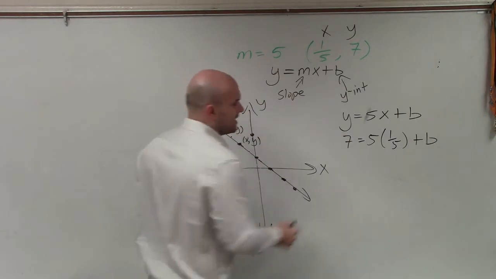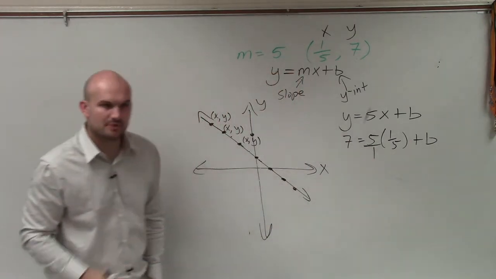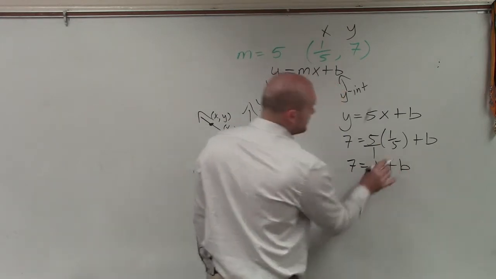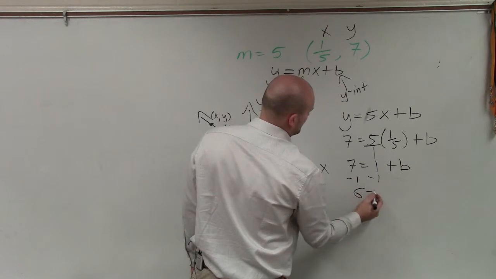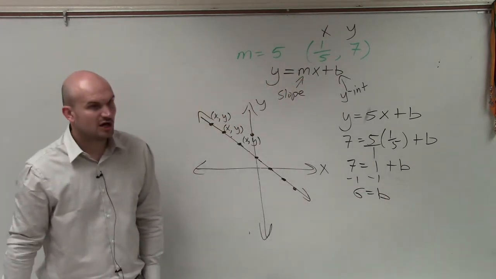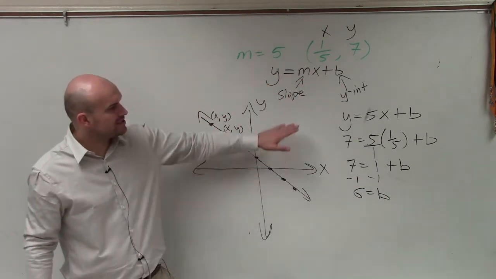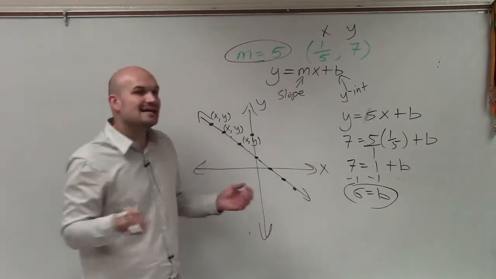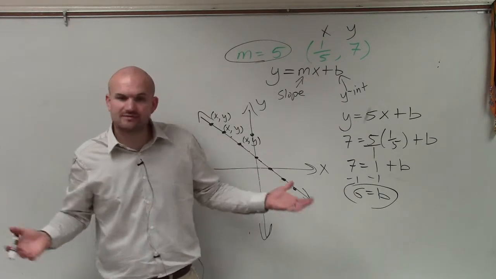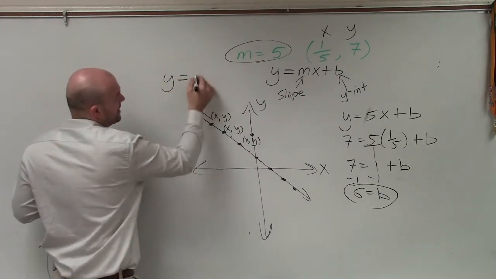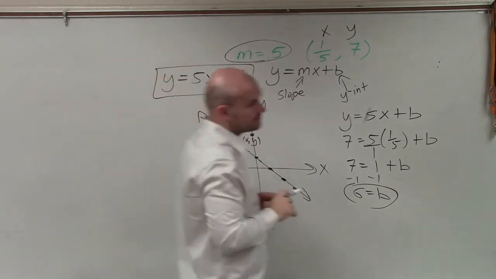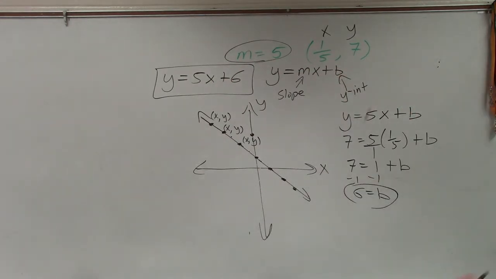Now, hopefully you guys notice that anytime you have a number multiplied by its reciprocal, that's just going to be 1. So I have 7 equals 1 plus b. Now, to solve for my y-intercept, I just solve for b. So now, writing the equation of the line, I know what b is. I know what m is. And x and y represent all of the points of the equation. So I can write my equation of my line as y equals 5x plus 6. We're not going to worry about graphing it right now.